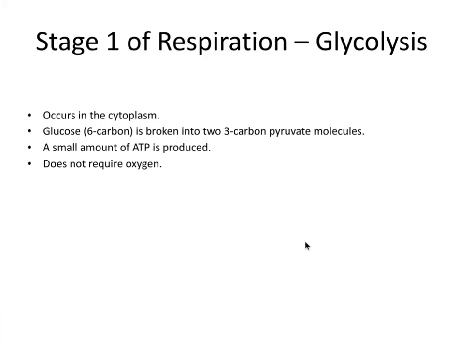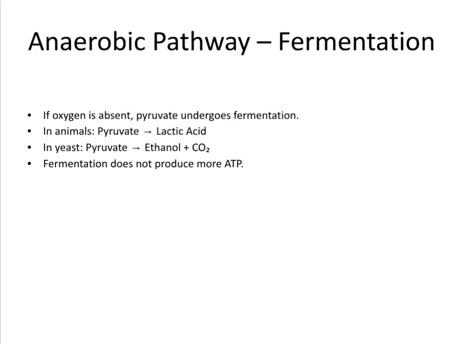Stage 1 of respiration, glycolysis, occurs in the cytoplasm. Glucose, a 6-carbon molecule, is broken into 3-carbon pyruvate molecules. A small amount of ATP is produced. It does not require oxygen, so it is anaerobic.